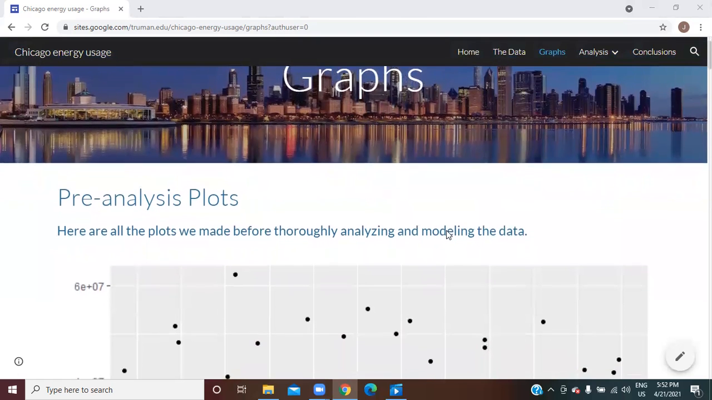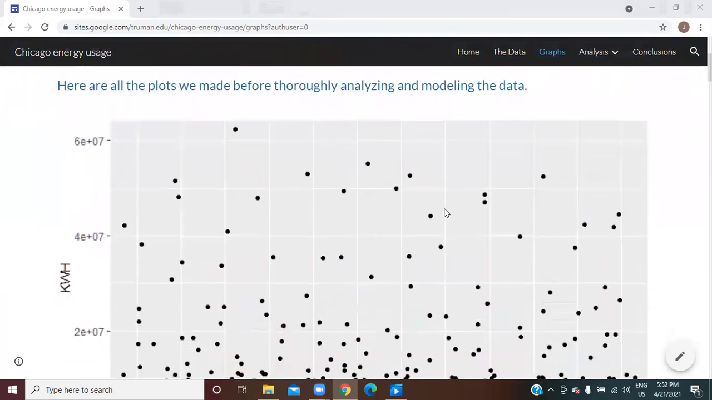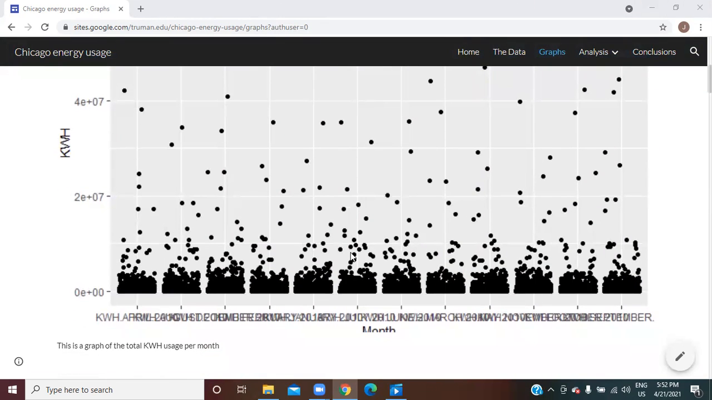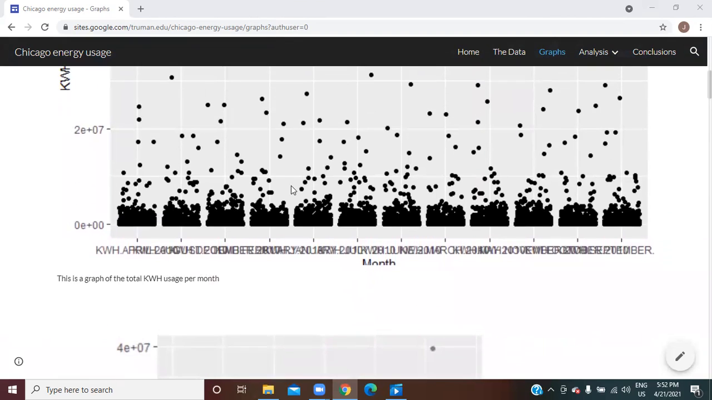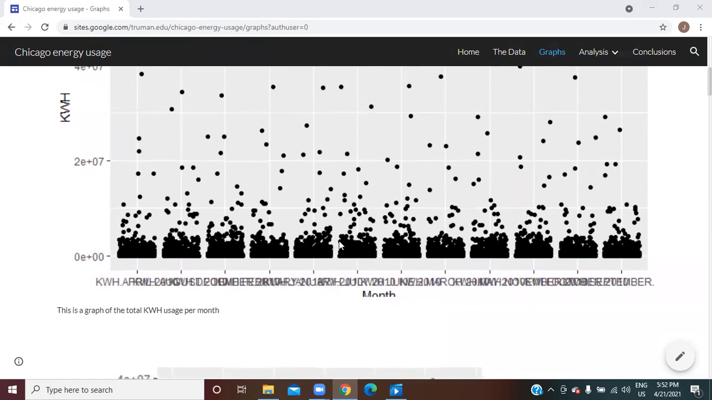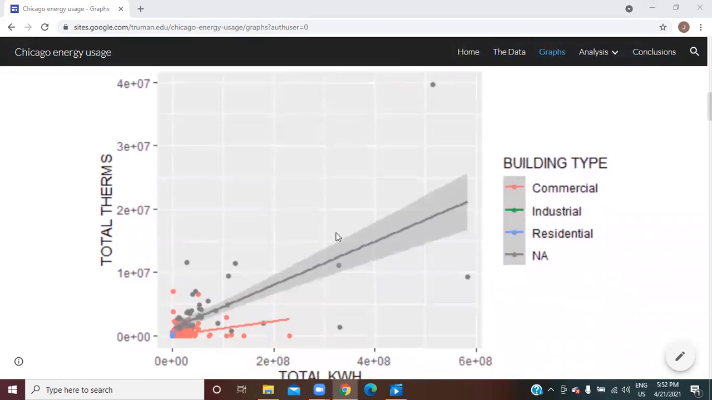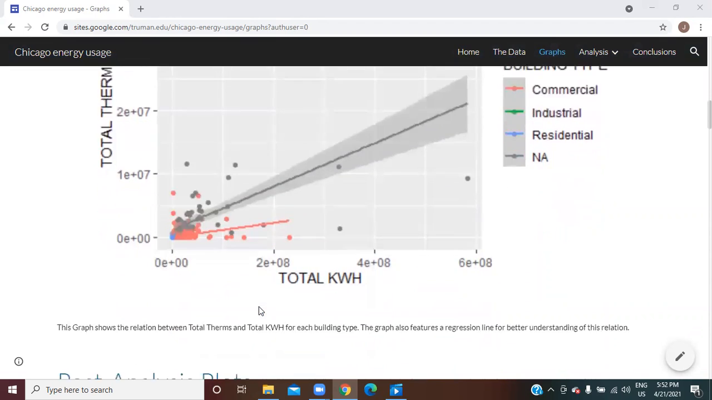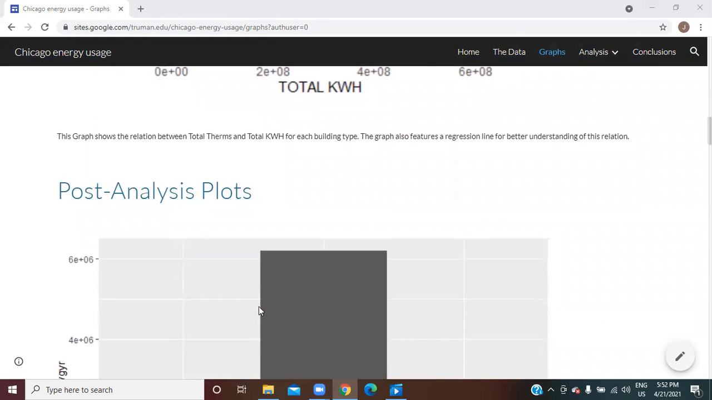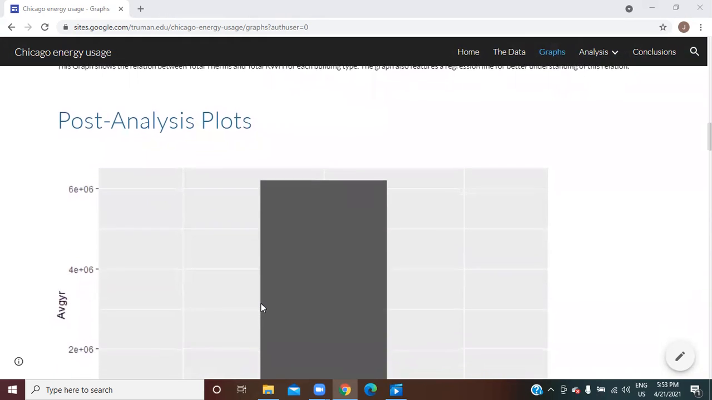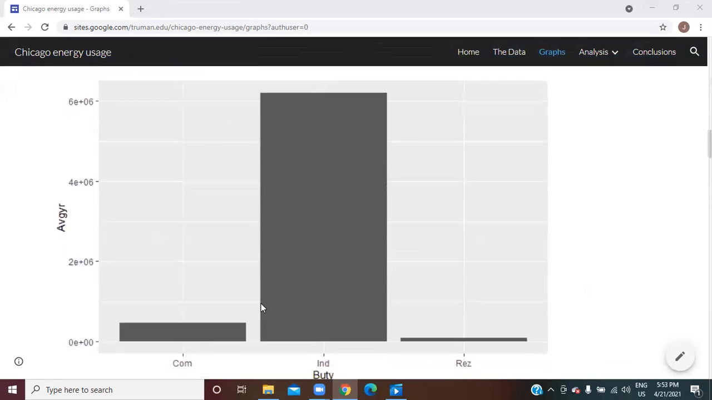So for pre-analysis plots, this was something that just helped us understand what we're looking for. These graphs, we didn't use them much later, but this is, for example, the kilowatt usage for each month. And then below this, we have total therms as compared to total kilowatts when they were two separate variables, and some regression lines. And then here we have the plots that we used to analyze our data and the graphs, starting with two different bar graphs.